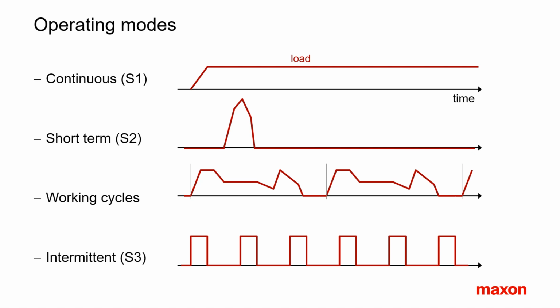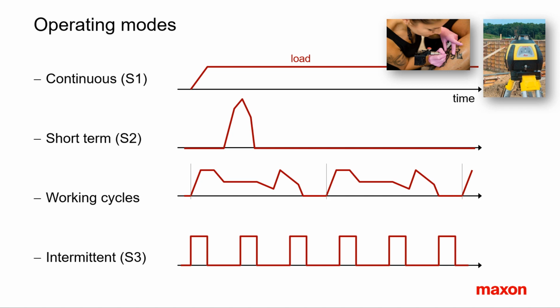The required motion can lead to different load scenarios. Basically, these four operation modes can be differentiated. Continuous operation. Here the drive accelerates once and moves with a constant load for a long period of time. Examples are laser beam deflection or a tattoo gun.